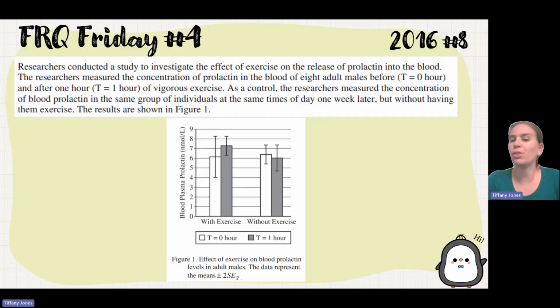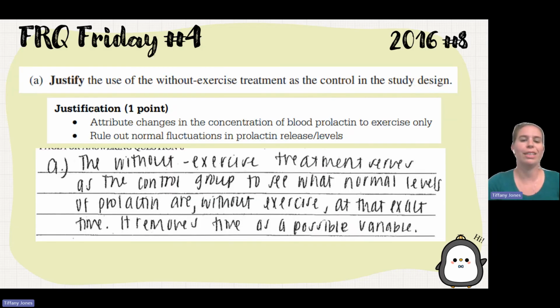So now let's talk about experimental design and error bars. So we look here and we see that we're looking at exercise, and we see that there's this blood plasma prolactin, and we're seeing that at time 0 and at time 1 hour, we're seeing what happens over time. So they said, justify the use of without exercise as a treatment. Well, if I am trying to see what happens with exercise, I need to see what happens without the exercise so that I can provide a baseline.